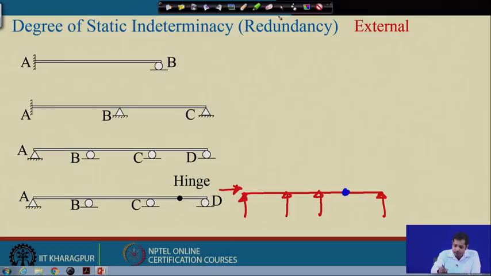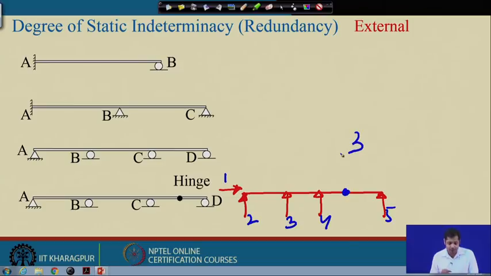Okay. So, how many equations are available? We have 1, 2, 3, 4, 5. There are 5 unknowns. The equilibrium equations available are 3.